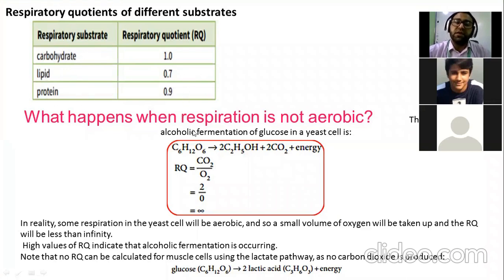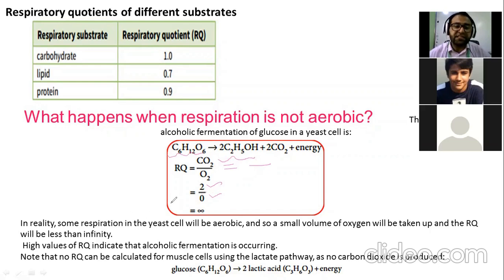What happens when respiration is not aerobic? For example, let's take yeast. In this equation, anaerobic respiration of glucose happens and produces alcohol plus carbon dioxide. It means in anaerobic respiration no consumption of oxygen happens. So when I put my values in this equation, it will be 2 by 0, which moves to infinity. So I can't find an RQ value.